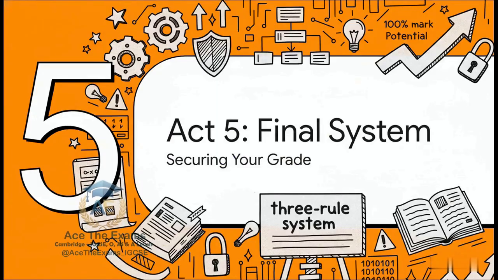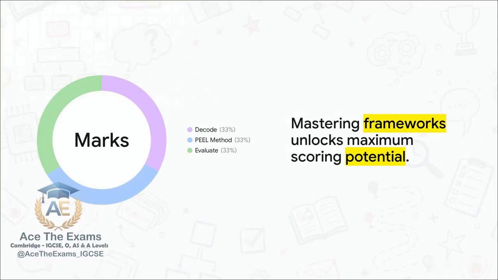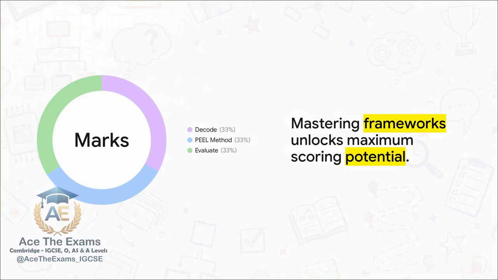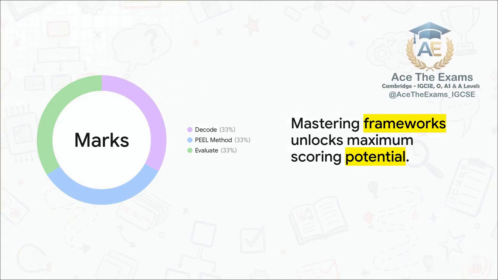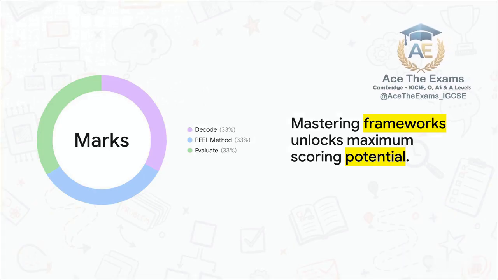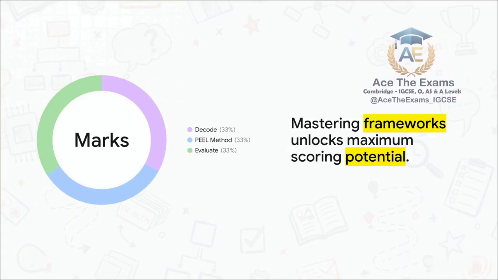Act 5, the final system. Let's talk about securing your grade. It's time to look at the ultimate 3-rule system for 100% mark potential. This is the blueprint you need to lock into your memory right now. Your total mark potential relies on 3 distinct pillars. Number 1, command word decoding. Number 2, PEAL framework application. And number 3, the deconstruct, solve, evaluate matrix.